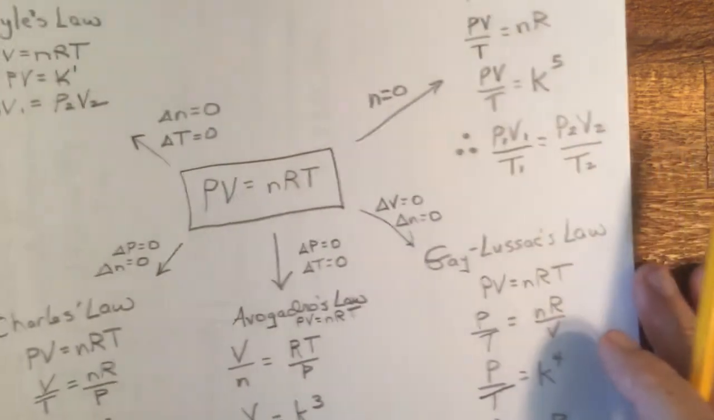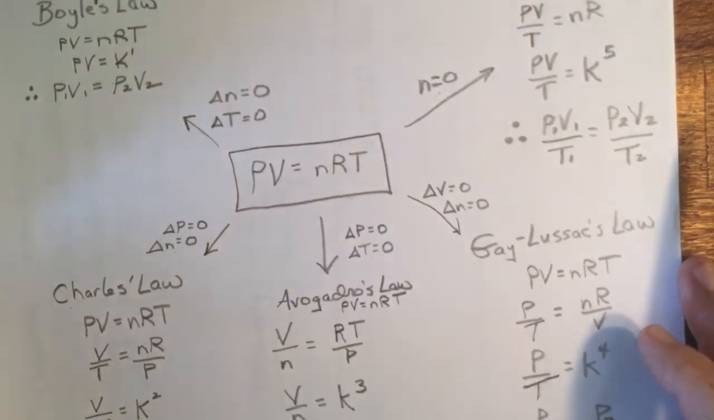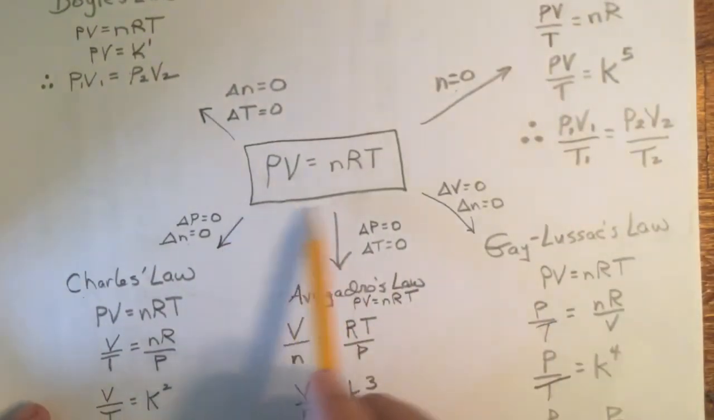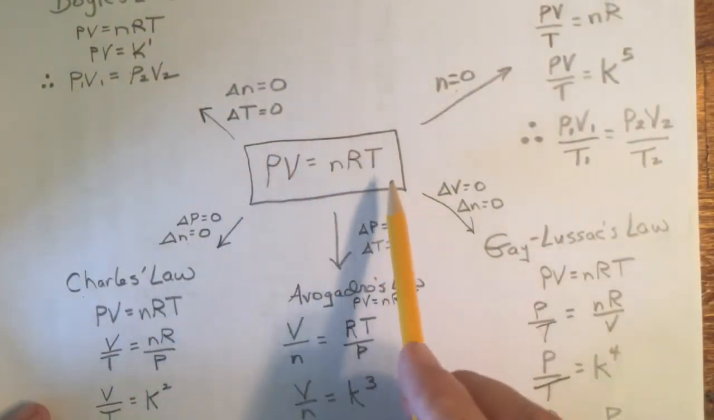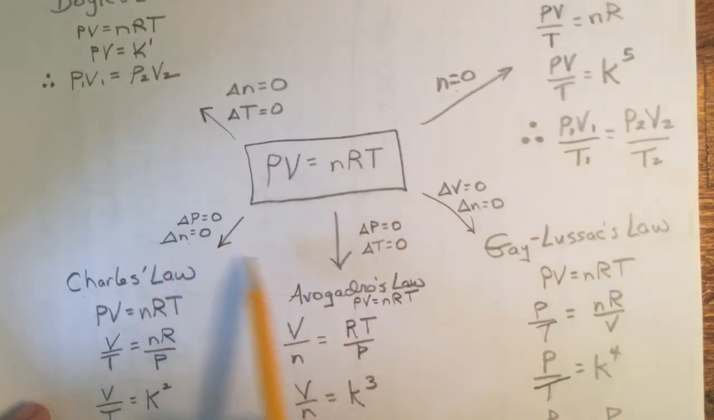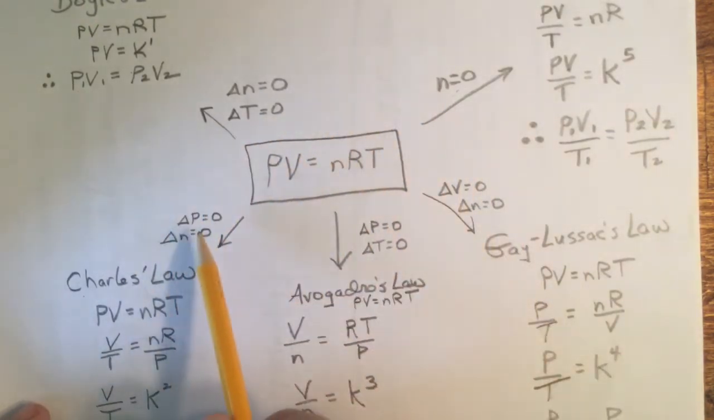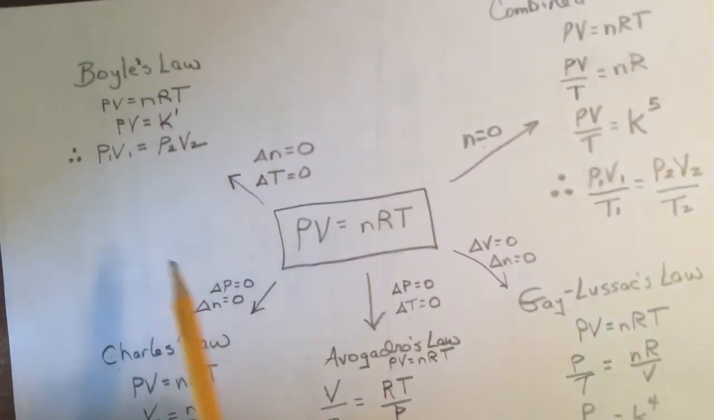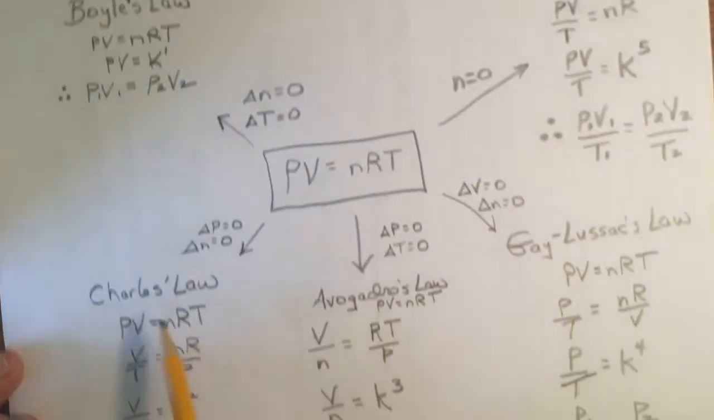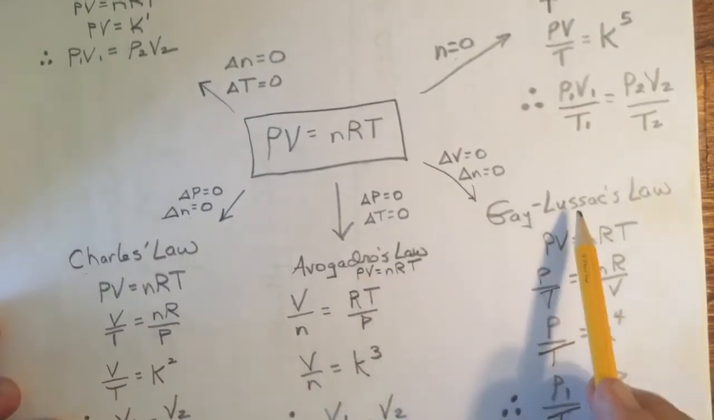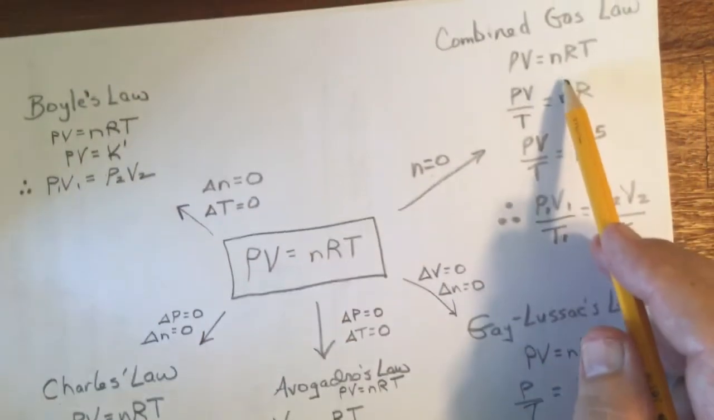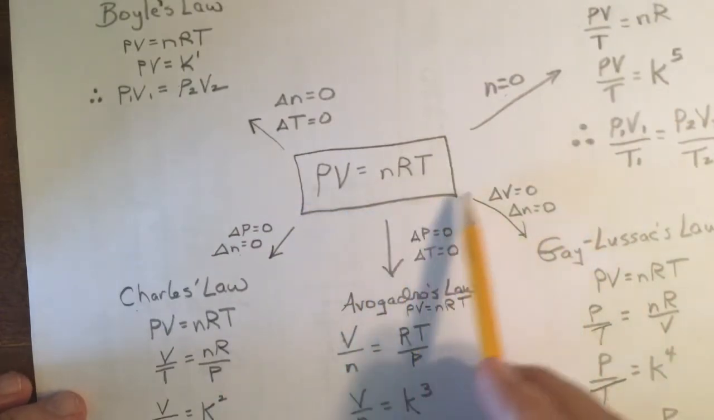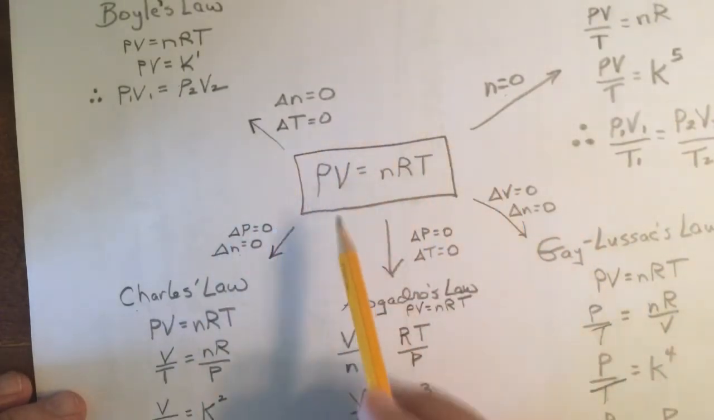Now, why did I go through this exercise? Simply to show you that if you just keep in mind what the ideal gas law is, based on the situation in which you have different things being held constant or not, you can then use different gas laws. Boyle's law, Charles's law, Avogadro's law, Gay-Lussac's, or the combined gas law can all be obtained by deriving them from the ideal gas law.